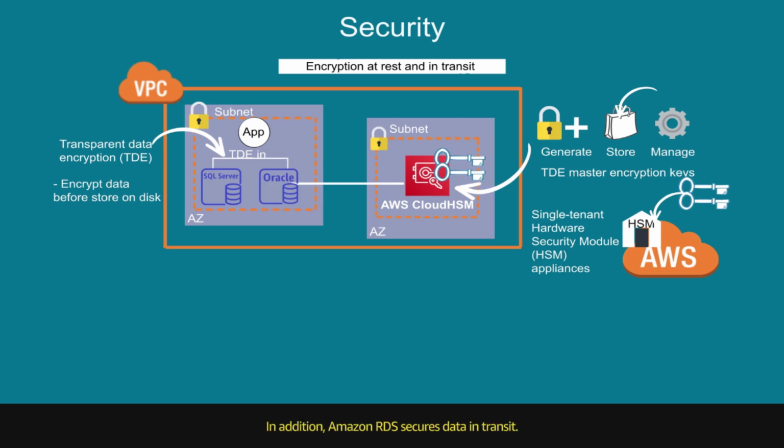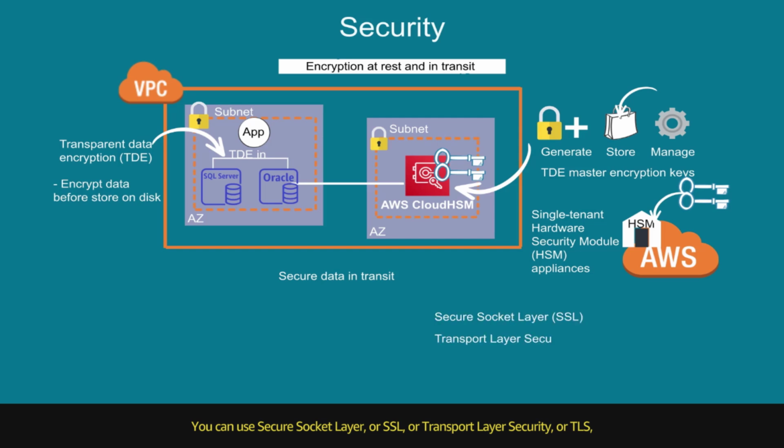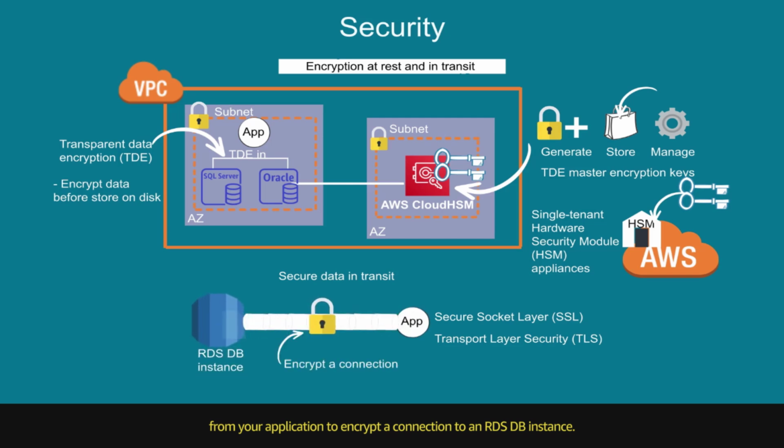In addition, Amazon RDS secures data in transit. You can use Secure Socket Layer, SSL, or Transport Layer Security, TLS, from your application to encrypt a connection to an RDS DB instance.